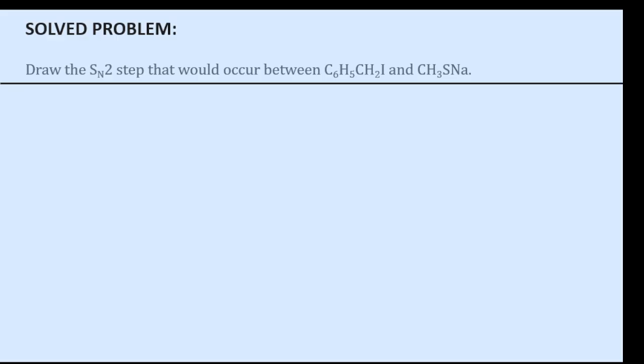So let's draw the SN2 step that would occur between these two compounds right here. And so the first things you have to figure out are what? You got it. Nucleophile, electrophile, leaving group, right? Those are your pieces that you got to figure out. Once you have those pieces, every other step is much easier, right? Really, it's the same thing over and over after those pieces are figured out. Okay.